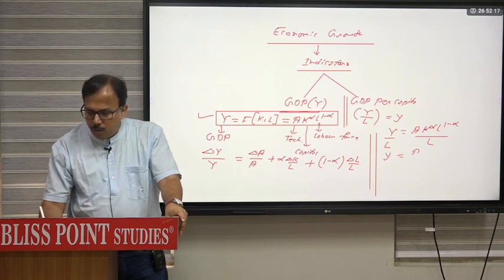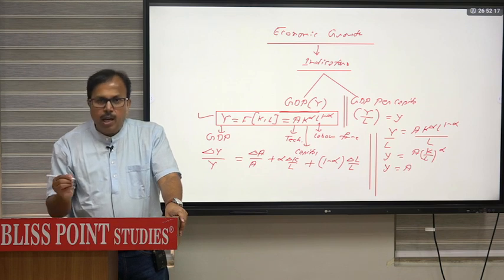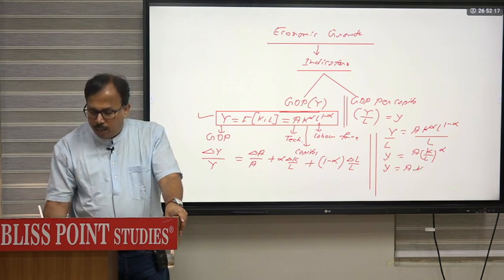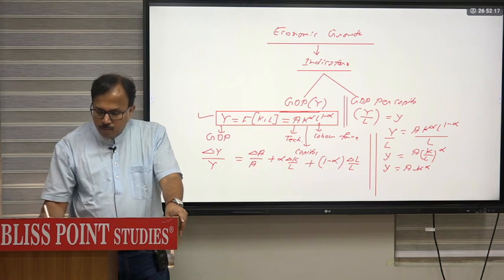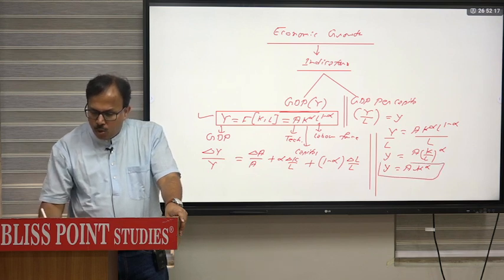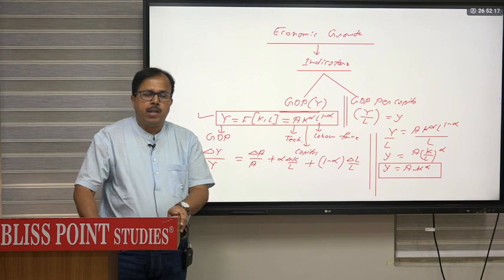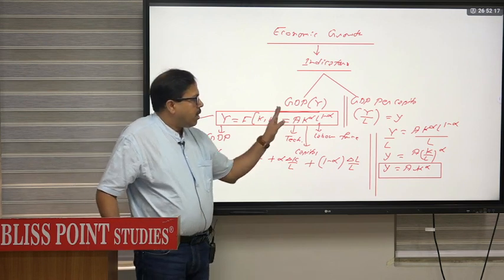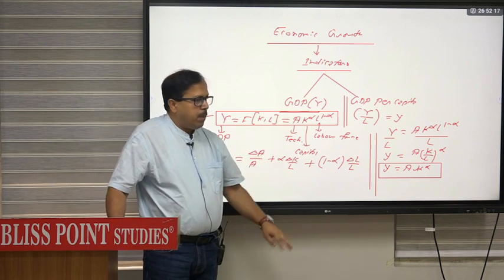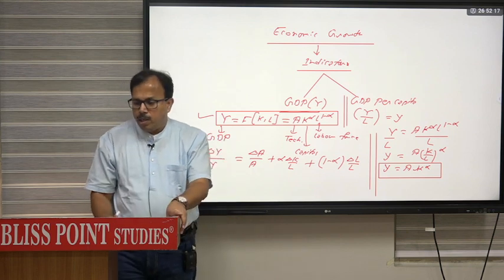And then this becomes A times K upon L to the power alpha. So small y is equal to A times small k to the power alpha, where small k is K upon L. This is the equation in terms of GDP per capita. This is the equation of GDP and this is the equation of GDP per capita. That is the equation in the GDP per capita format.